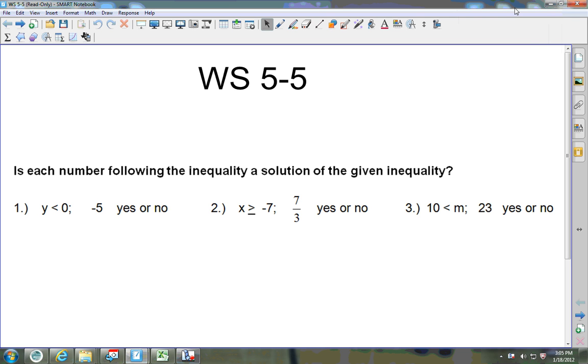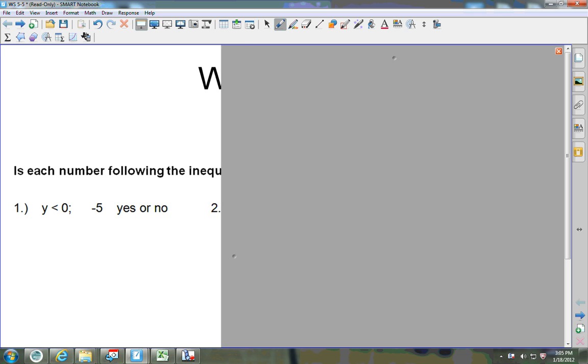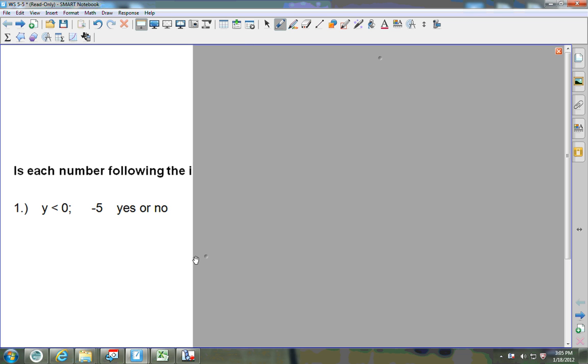In this video, we're still working on one variable inequalities, trying to figure out what the solutions to the inequalities are and how to graph them. In this case, it says, is each number following the inequality a solution to the given inequality? So let's look here at the first one. If you don't have this done, pause the video before you go on and do it.